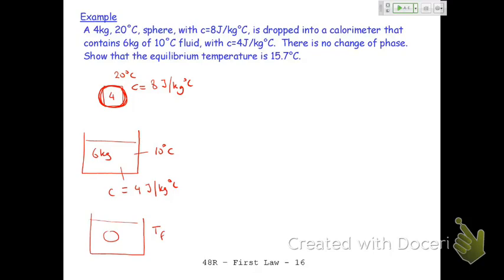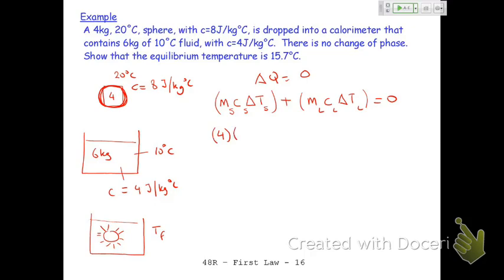In this case, the heat given off by the sphere is absorbed by the fluid. So I say delta Q is equal to 0. I can say the mass times the specific heat times the temperature change for the solid, plus the mass times specific heat times the temperature change for the liquid, is equal to 0. I look at my diagram. I go 4 times my specific heat, which in this case is 8, times my temperature change. The temperature change is always T final minus T initial, and the T initial for that sphere was 20.